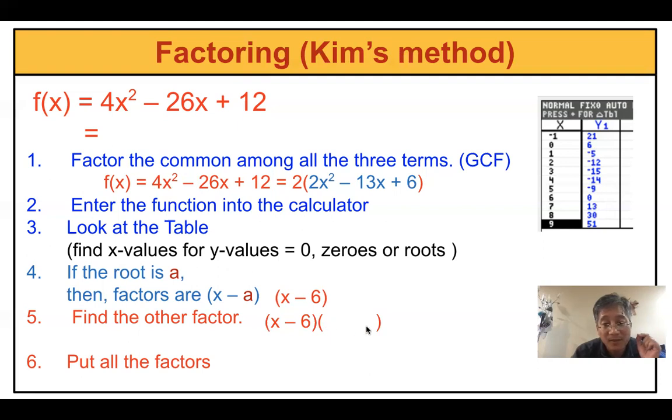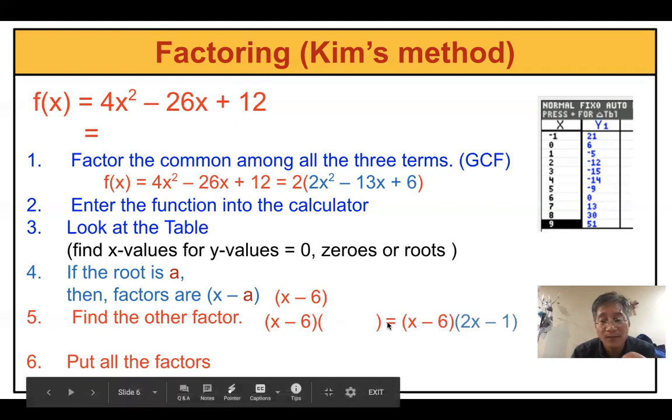Then you need to find only the number. How do you find this number? It's easy. Negative 6 times what is positive 6? Negative 6 times what is positive 6? Oh, negative 1. So 2x minus 1, right? So 2x minus 1. So does everybody understand?